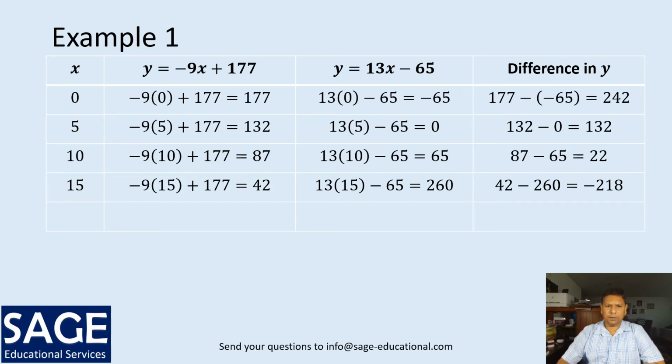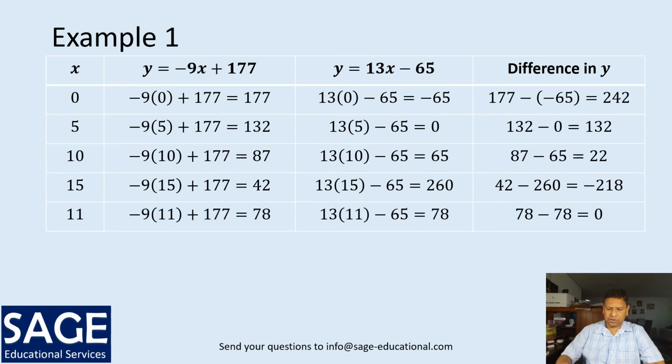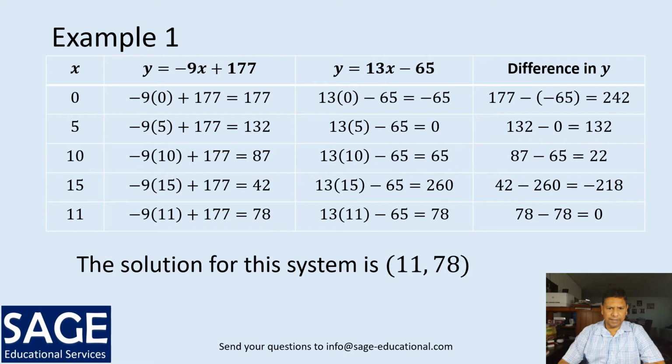And now, when we go from x is equal to 10 to x is equal to 15, we notice that the sign has changed. So the value of x, which will make this difference equal to 0, lies somewhere between 10 and 15. So let's try 11. And when we use x is equal to 11, the difference in y becomes 0. So the solution to this equation would be x is equal to 11 and y is equal to 78. So there we have our solution.